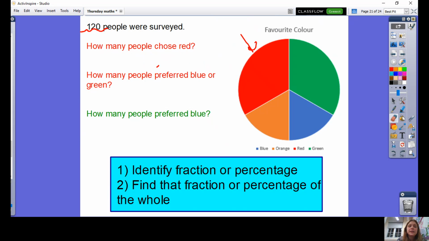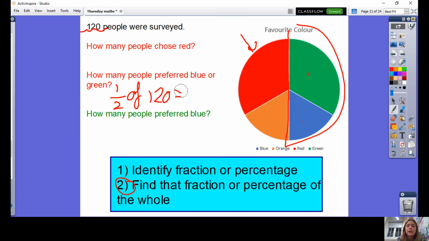Okay, this question said, how many people preferred blue or green? First, find the fraction. Blue or green? Here's blue, here's green. Add them together, that's 1/2. 1/2 preferred blue or green. Step 2, find what fraction that is of the whole. 1/2 of 120. Half of 120 is 60.